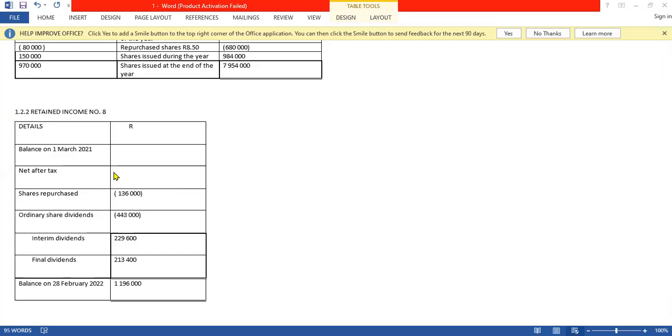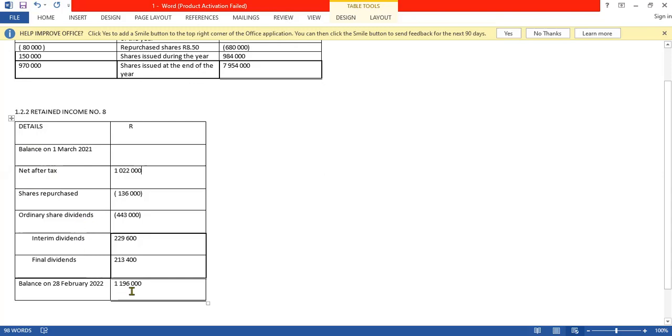So we are just going to record it as 1,022,000, right? 1,022,000 is our net profit after tax. So now that we have net profit after tax, and we have shares repurchased, and we have ordinary share dividends, and we have the balance at the end of the year, we are now going to be able to find the balance at the beginning of the year, the balance on the 1st of March 2021, right?